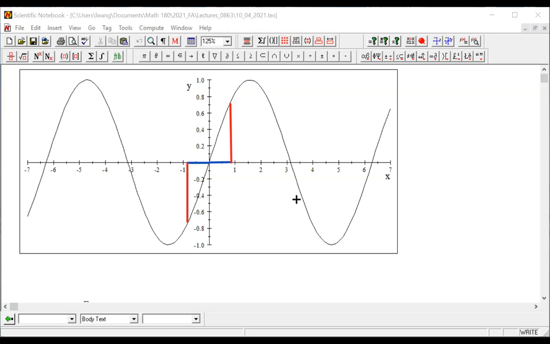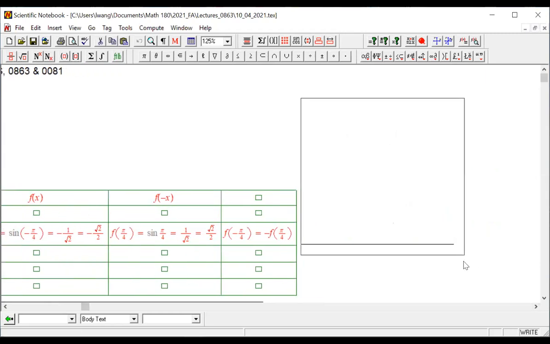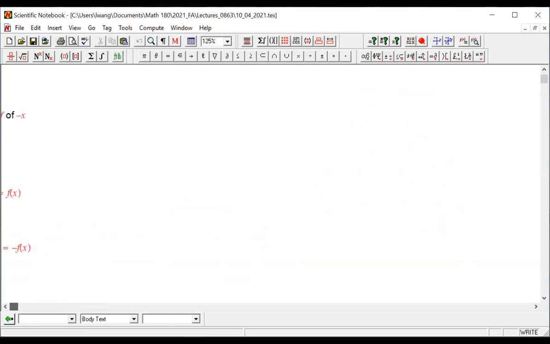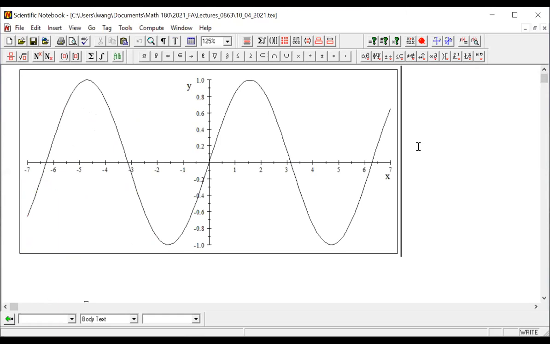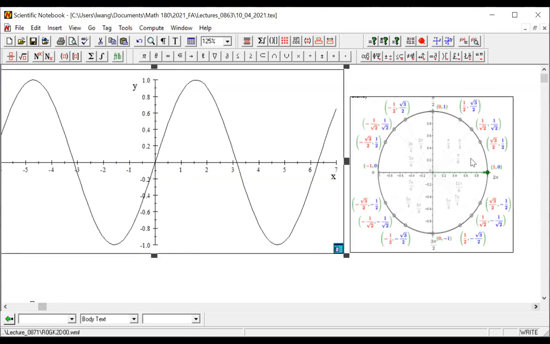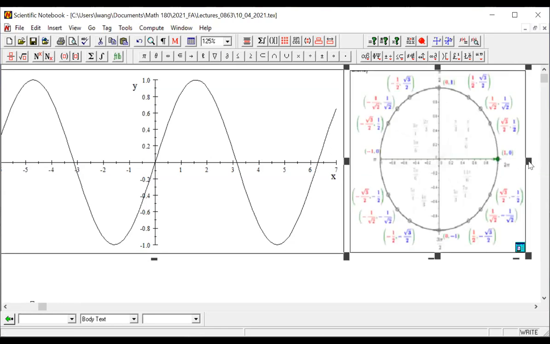Now, from the unit circle, do we see the same phenomena? Do we see the same phenomena, that sine is odd? Absolutely. It's just a little extra work, but it's a lot of fun to see this, right? We understand the making of it, the making of the unit circle, the making of the curve.